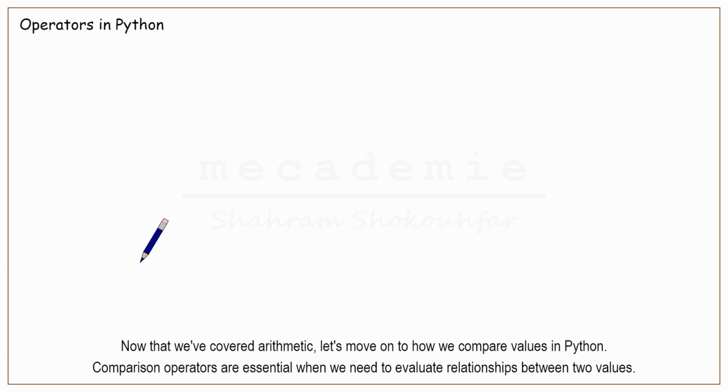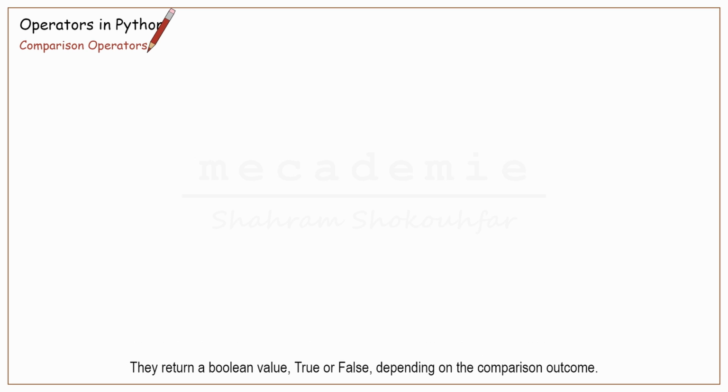Now that we've covered arithmetic, let's move on to how we compare values in Python. Comparison operators are essential when we need to evaluate relationships between two values. They return a Boolean value, true or false, depending on the comparison outcome. Let's break down each comparison operator to see how they help us in evaluating these relationships.